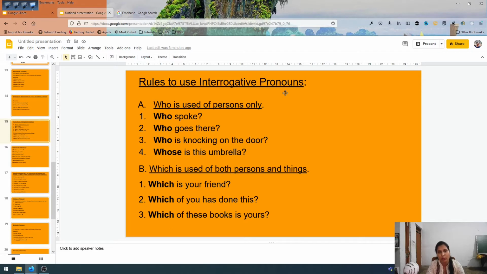When do we use which? Which is used of both persons and things, which can be used for both persons and things. So what are the examples? Which is your friend? Which of you has done this? Which of these books is yours? So can you see, we are using which both for a person as well as a thing. Yes.